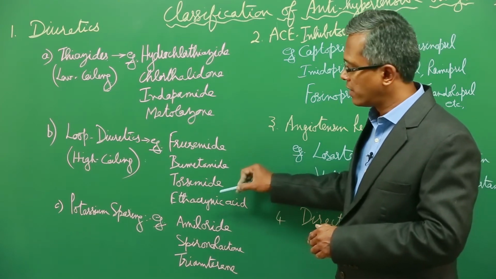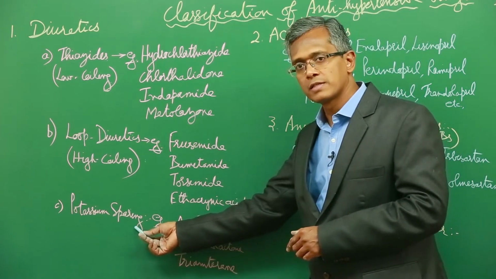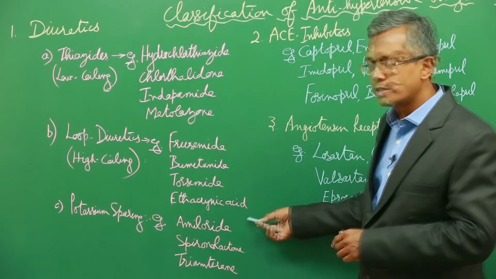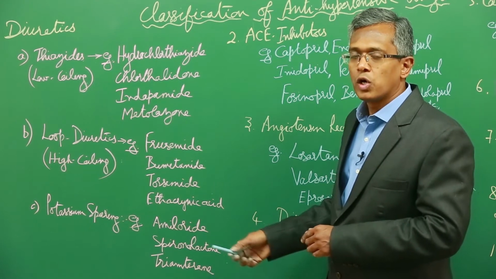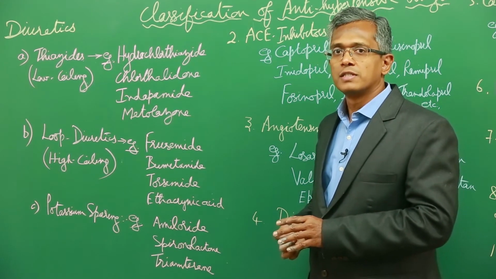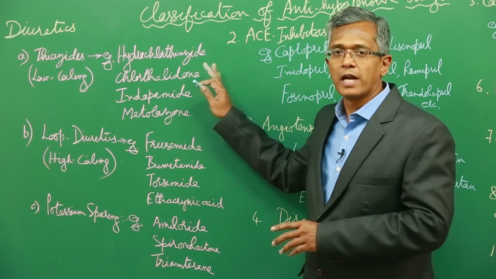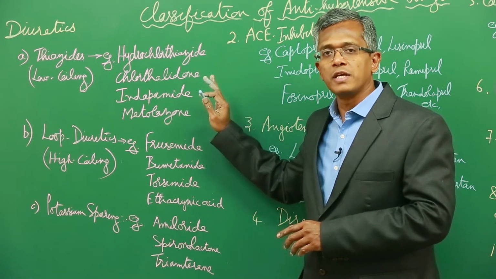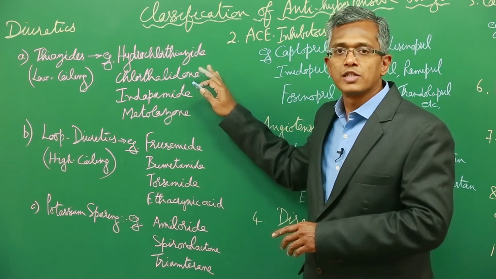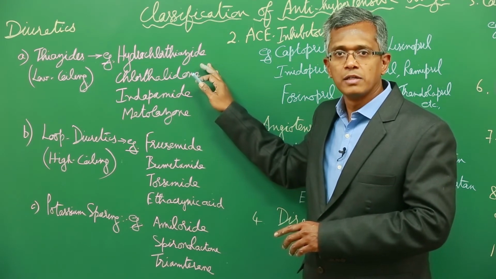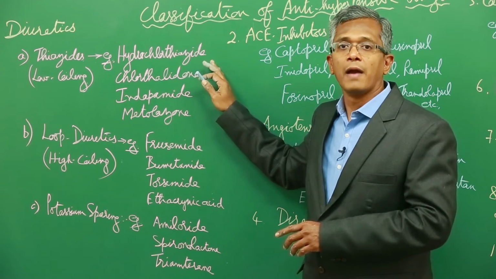The third category of diuretics is potassium sparing diuretics. Examples: amiloride, spironolactone, and triamterene. So, depending on the patient conditions, the diuretics are given for hypertension. Diuretics are said to be the first line of agent, especially thiazide diuretics are said to be the first line of treatment for a newly identified hypertensive patient.